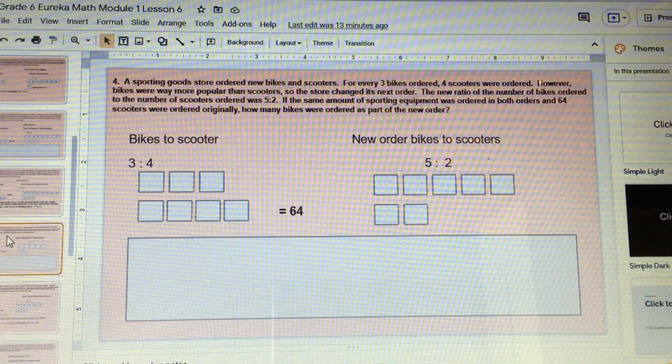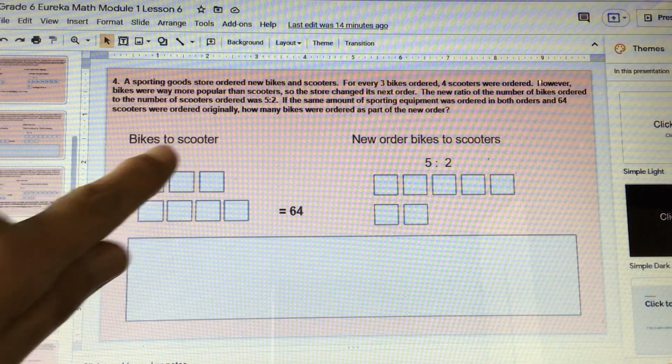All right, number 4. A sporting goods store ordered new bikes and scooters. For every 3 bikes ordered, 4 scooters were ordered. However, bikes were way more popular than scooters, so the store changed its next order. The new ratio of the number of bikes ordered to the number of scooters ordered was 5 to 2. If the same amount of sporting equipment was ordered in both orders and 64 scooters were ordered originally, how many bikes were ordered as part of the new order?